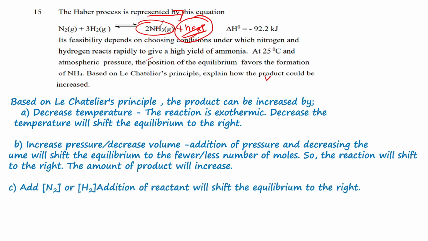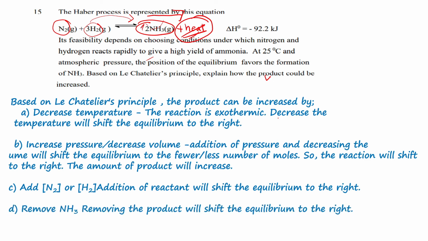Next one, addition of nitrogen and hydrogen. Jadi bila kita increase the concentration of nitrogen and hydrogen, okay, di sebelah kiri, left hand side. So adding of reactant, dia akan shift the equilibrium to the right. Dia bila akan shift to the right, dia akan consume more nitrogen and hydrogen added, so it will produce more ammonia.